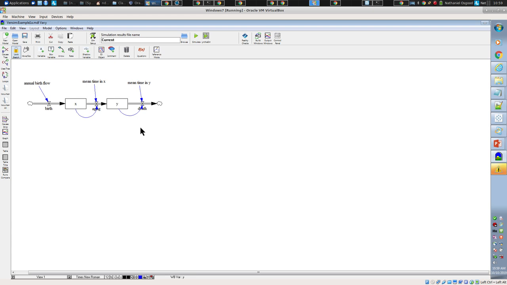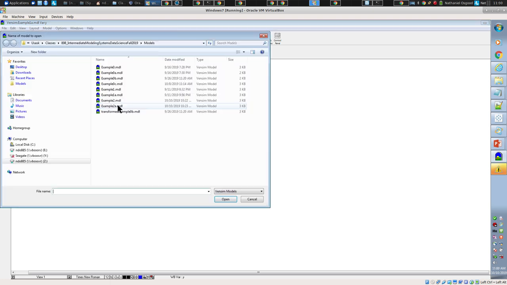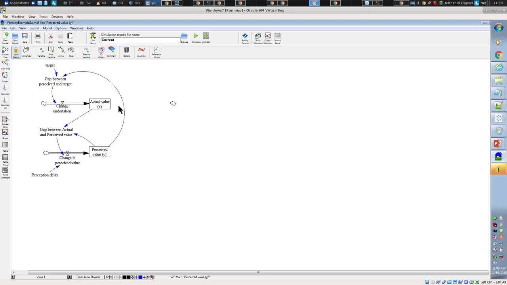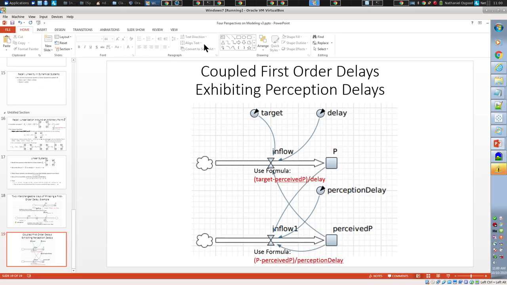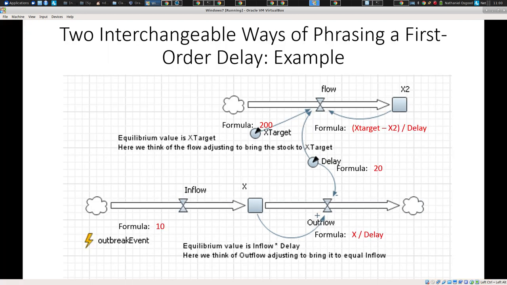Okay. Now, we're going to be going to a different one. And I want to walk you through this because it's actually a really useful exercise to think through. It's this one here, okay? And it has to do with actual values and perceived values. It's a good way to think about it. But to bring this back to you, I want to look at something that we discussed within 394.858 briefly.